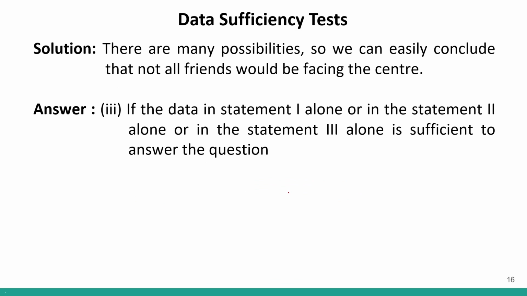Clear? So there are many possibilities. We can easily conclude that not all friends would be facing the center. There would be some friends facing the outside. Therefore, all of them individually can answer this question. Clear?